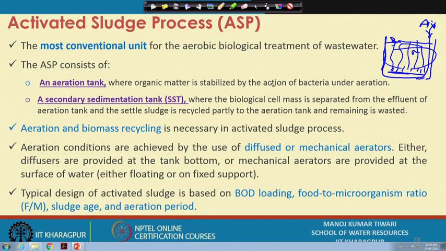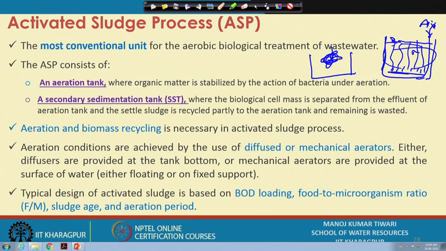So that is the diffused aerator, while mechanical aerators are usually provided at the surface of the water. If you have an aeration tank, you provide a device with mechanical paddles and allow it to mix. As it mixes vigorously, it ensures the supply of oxygen there. This could be either floating or with a fixed support.